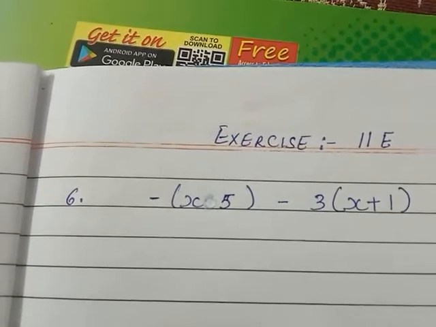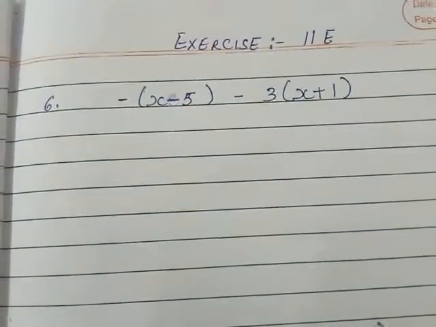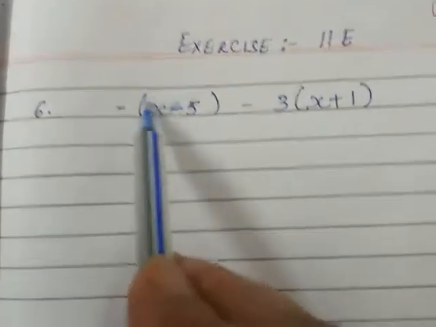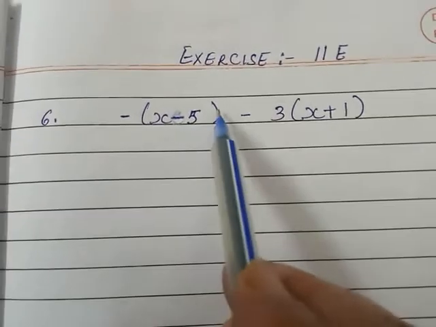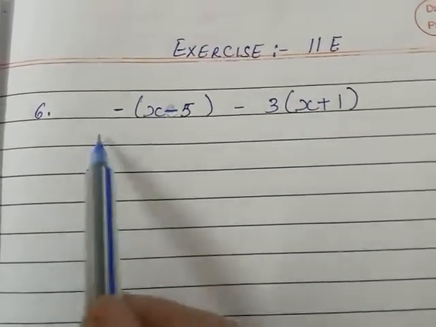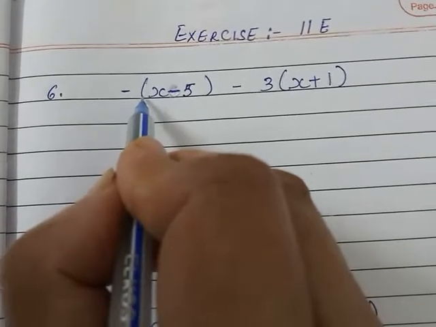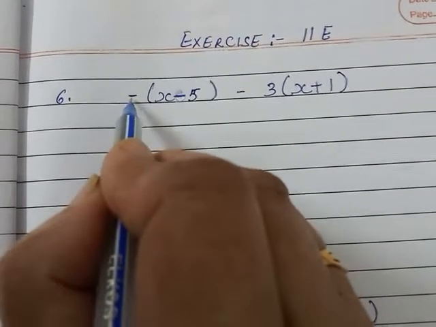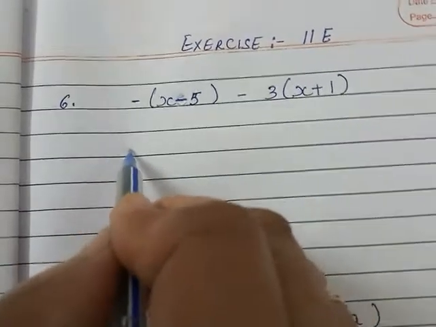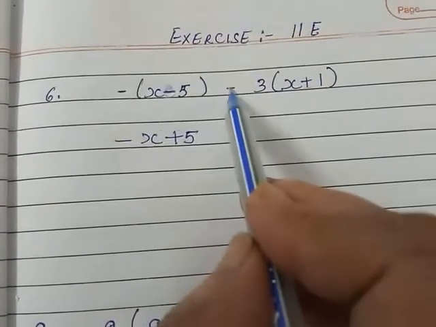to do it. This is a minus sign. See here, this is a minus sign. Now see, this is minus, then bracket x minus 5, we have closed the bracket, then minus 3 and x plus 1. Now how will we remove it? Because you know the rule now, children, before this bracket we have a minus sign, so we will change the sign of the terms present inside the bracket. See, minus x plus 5. Understood, children?